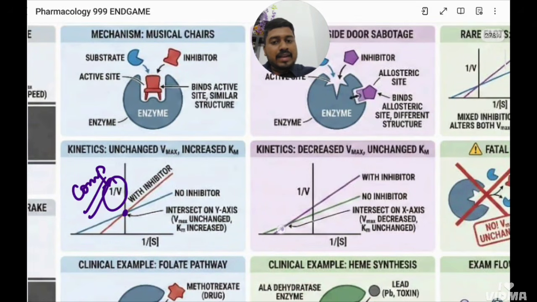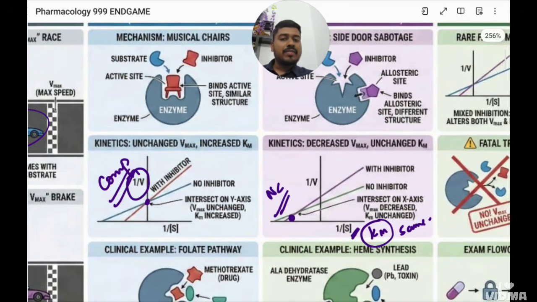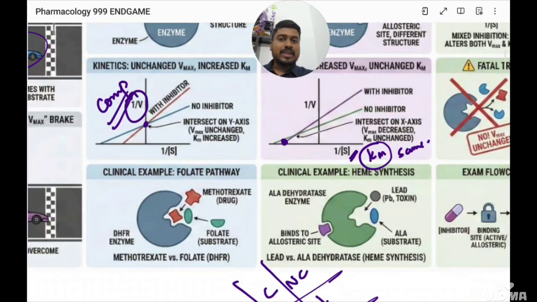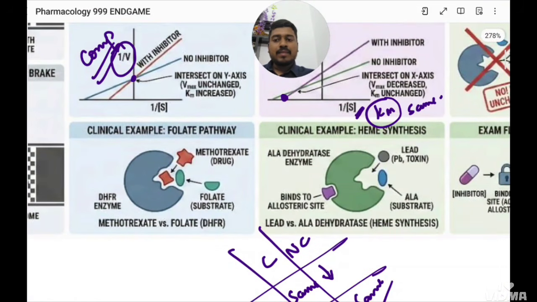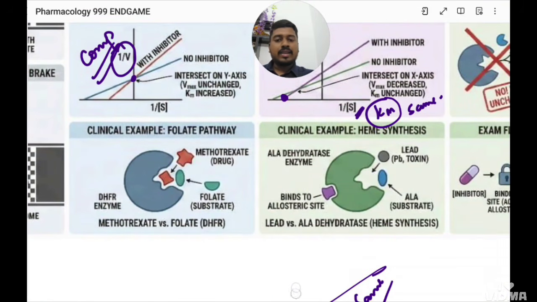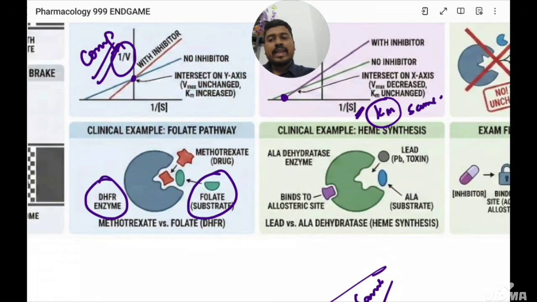Now if the graph intersects at the y-axis, that is 1/S, which is nothing but Km. So in which one is Km the same? Km is the same in non-competitive inhibition. Yes. So if the graph intersects on that axis, then it is for non-competitive inhibition. What are the examples? Examples are simple. For clinical competitive inhibition, folate, see, this is DHFR.